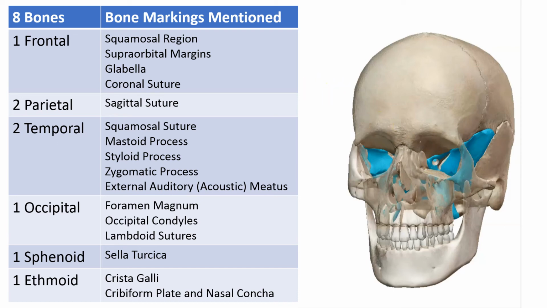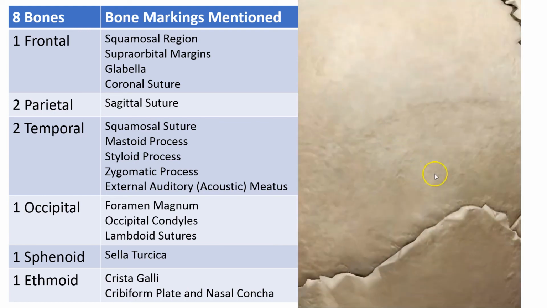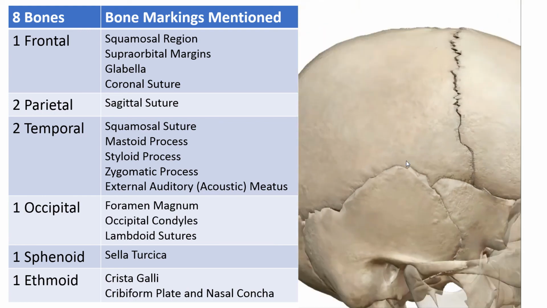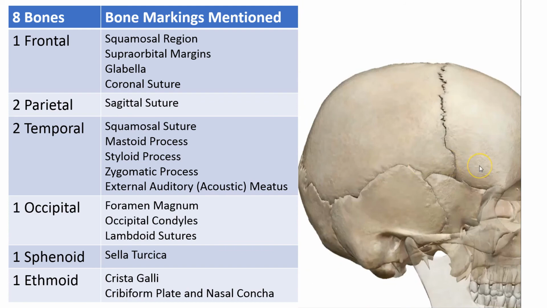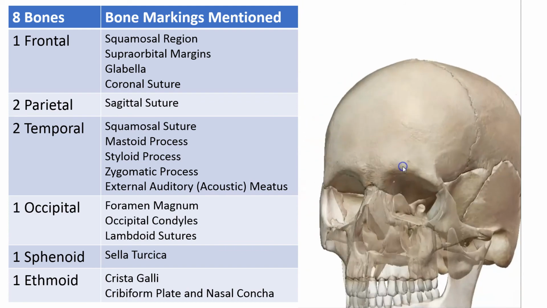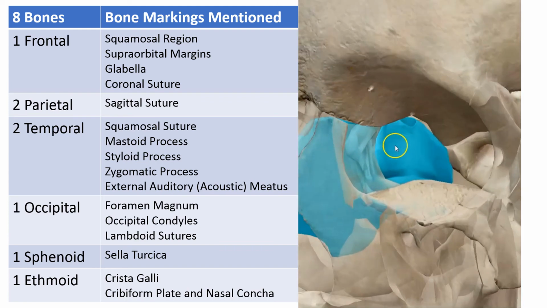The final bone is the ethmoid, which you can see here.